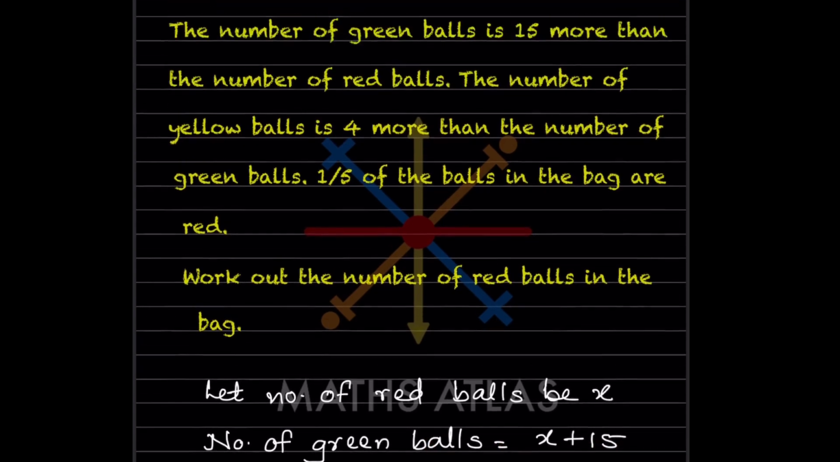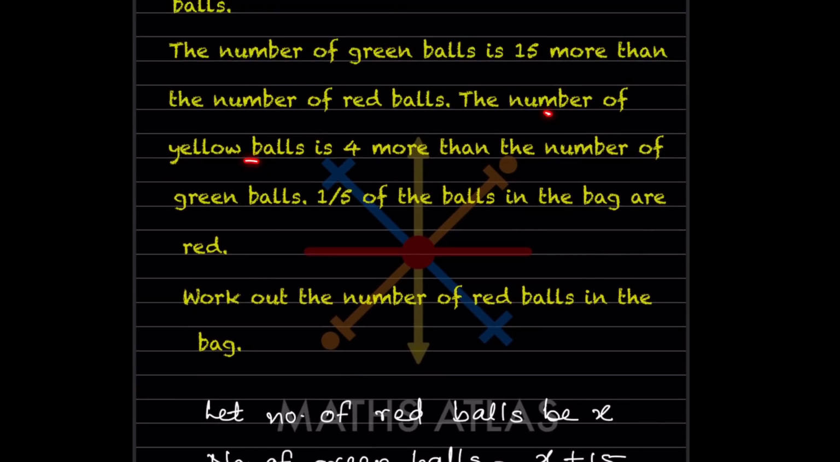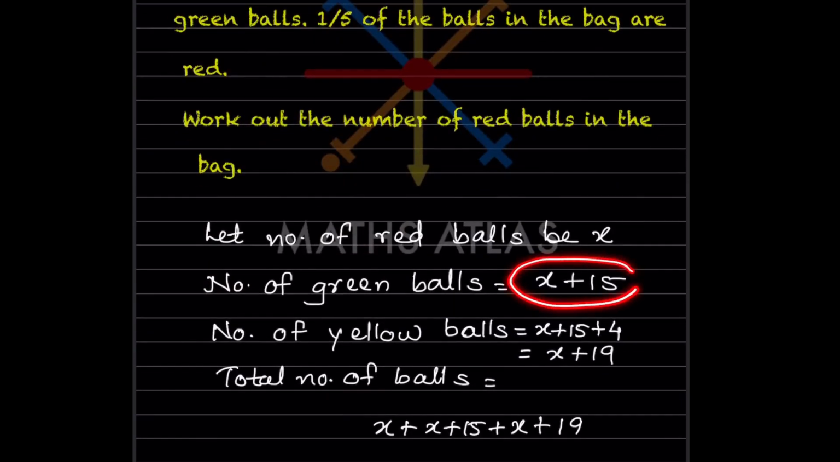Then the number of yellow balls. What is that? The number of yellow balls is 4 more than the number of green balls. So we got the number of green balls is x plus 15. 4 more means x plus 15 plus 4. So when you add this, we get x plus 19.